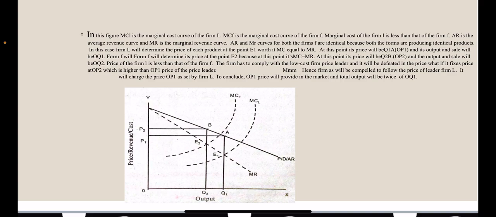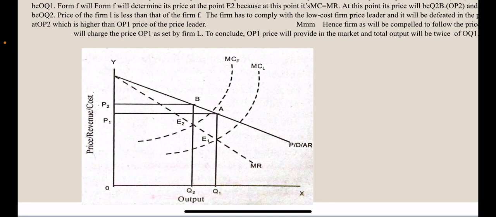Here in this graph we can see MCL, the marginal cost curve of firm L, and MCF, the marginal cost curve of firm F. And we know that the marginal cost of firm L is always less than that of F. In this graph we can also see AR, the average revenue curve, and MR, the marginal revenue curve. The AR and MR curves of both the firms are identical, as we mentioned above, because the product is identical for both of the firms.